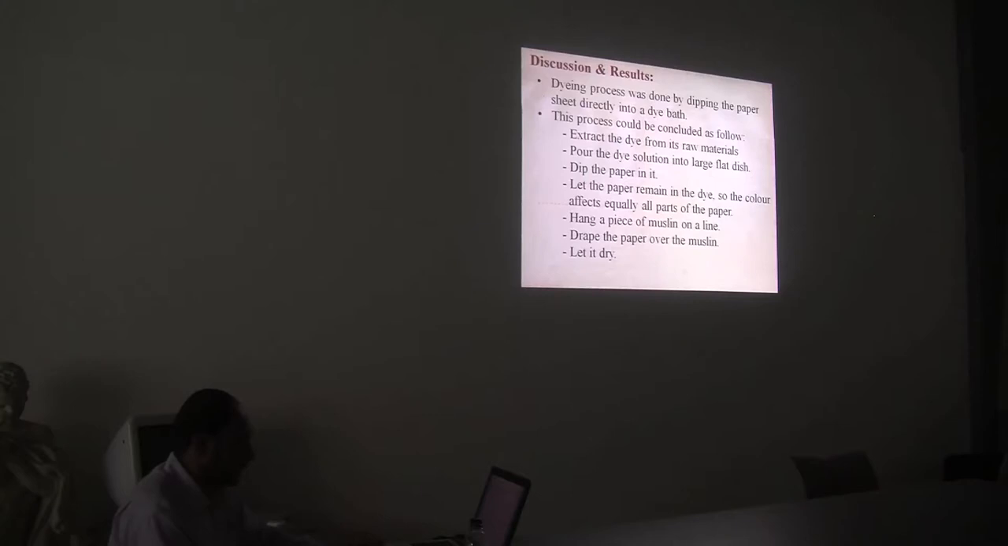Dyeing process was done by dipping the paper sheet directly into the dye bath. This process could be concluded as follows. Extract the dye from its raw materials. Pour the dye solution into a large flat dish. Dip the paper in it. Let the paper remain in the dye so the color affects equally all parts of the paper.